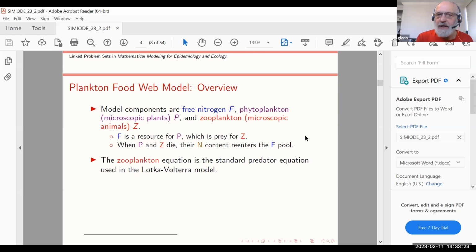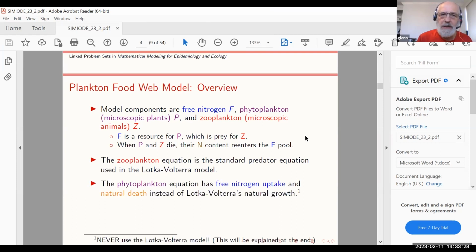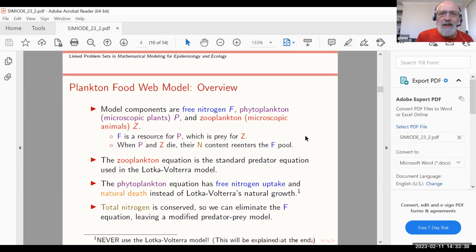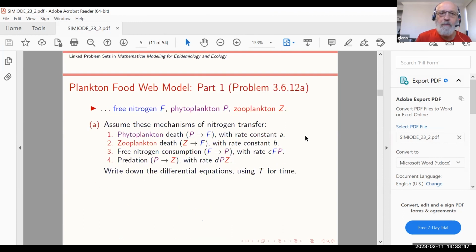The zooplankton equation you'll see is the standard predator equation used in the Lotka-Volterra model. The phytoplankton equation has free nitrogen uptake and natural death instead of Lotka-Volterra's natural growth. And please note my footnote. And total nitrogen is conserved, so we'll be able to eliminate the F equation, leaving a modified predator-prey model.